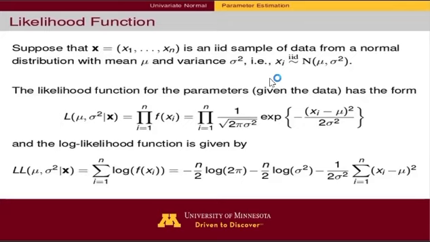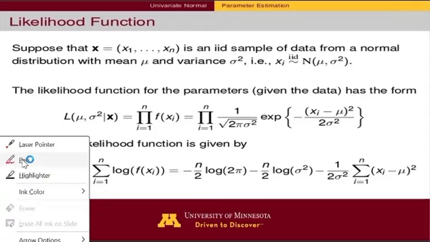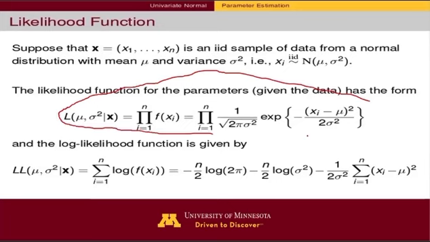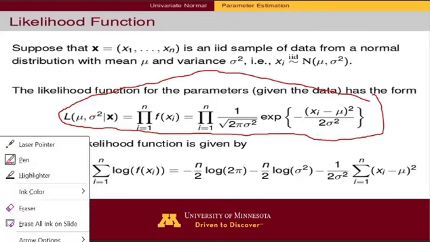Now, I'm going to go back to the slide. If you take a look at this, that is what I just wrote, right? I just put the product sign here. That is why this is going to be i, because I have x1, x2 up to xn. I have n number of observations. Then after that, this is the likelihood.